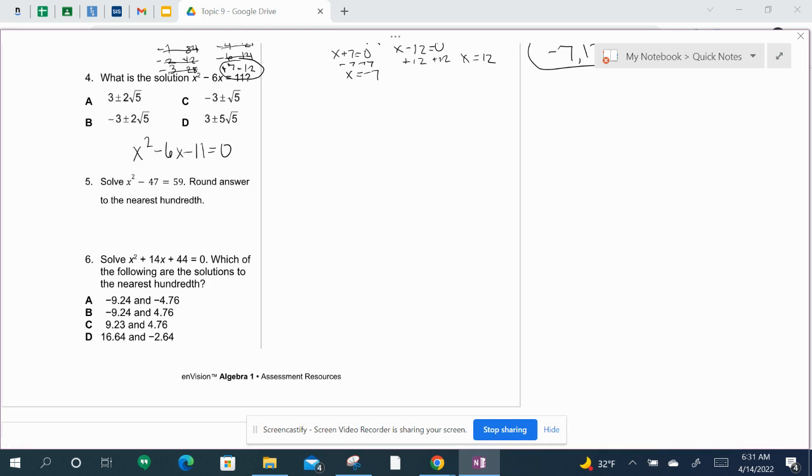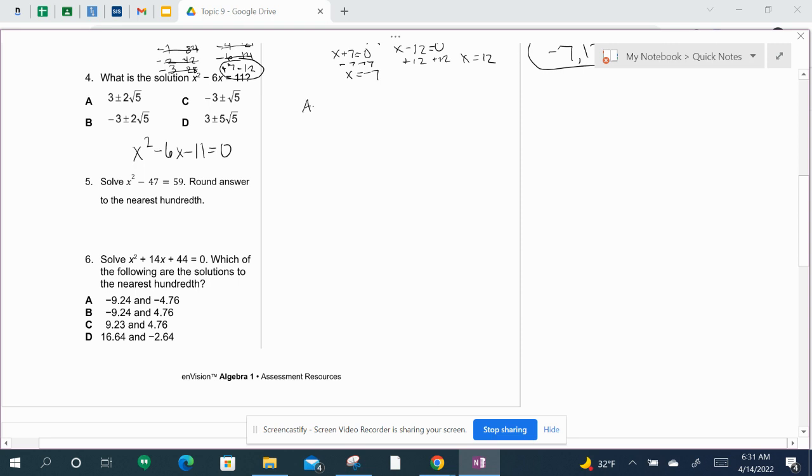However, because this is a multiple choice question and I see what my answer choices look like, a factoring problem will never have square roots in the answer. And so this tells me it's not factorable. And so I'm going to go ahead and just go straight to the quadratic formula.